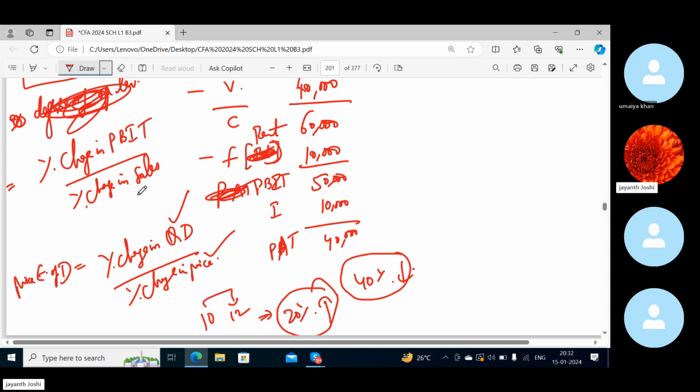If your sales are changing by some X percent, by how much percent is your PBIT changing? That's what you're seeing here. Many students blindly mug up this concept. Never do that. Every concept has a base. So the concept of leverage has been derived from the elasticity of demand. If you're interested, I can share the video of the leverage concept with you right now. I know it's not in your syllabus, but somewhere or other it will reflect in level 2. You're going to study that.